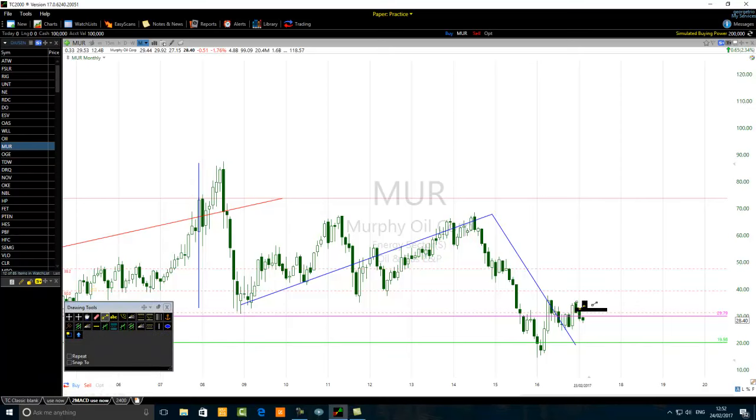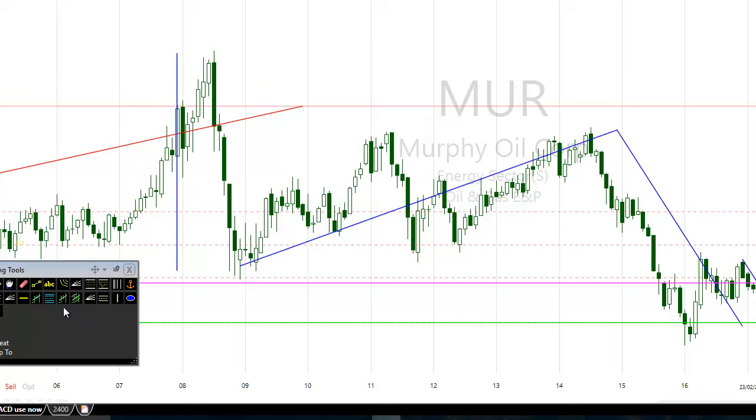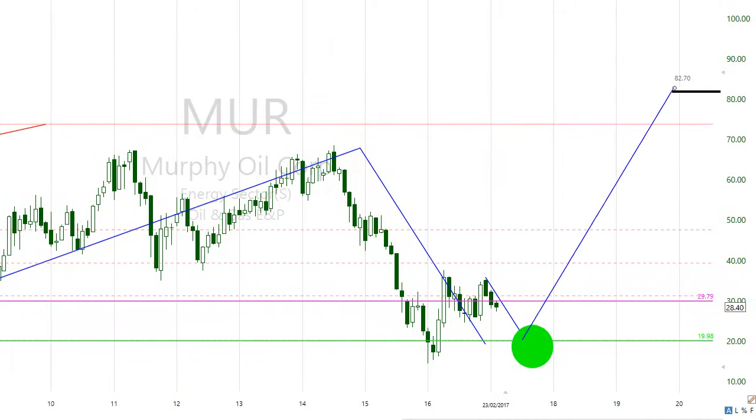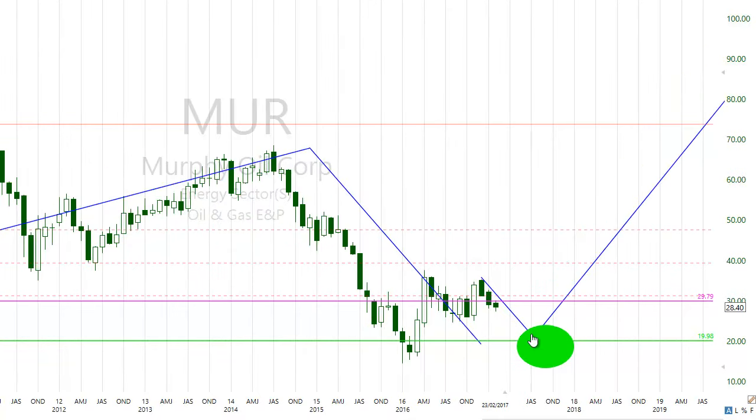My expectation is that this stock continues to go down and forms a bullish chart pattern somewhere in the vicinity between $29.79 and $19.98. So something that you see here went up. We would prefer it to come back down here and form a double bottom chart pattern or an inverted head and shoulders chart pattern or any other bullish chart pattern on the monthly chart.